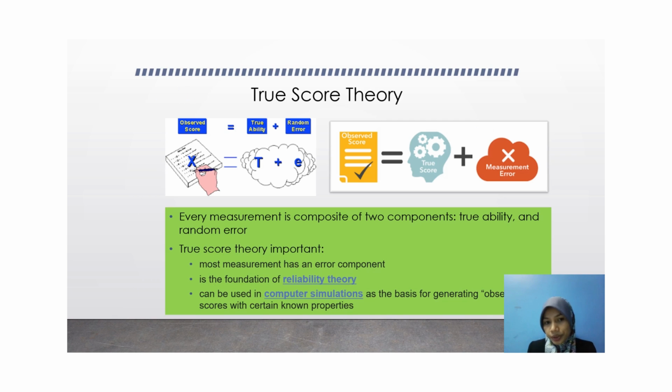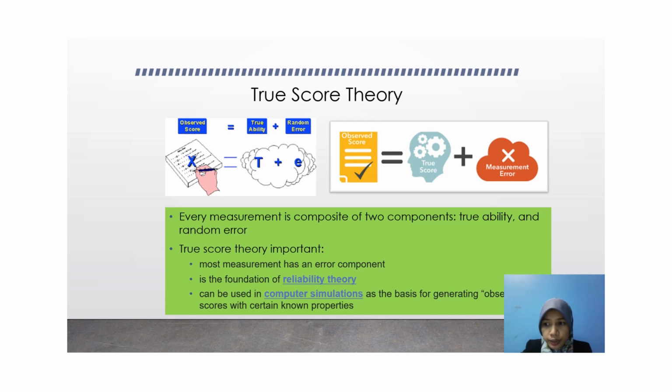The true score theory is a theory about measurement. Every measurement is an additive composite of two components, which are true ability, or the true level of the respondent on that measure, and the random error. The simple equation is X equals T plus E. It has a parallel equation at the level of variance or variability of a measure.